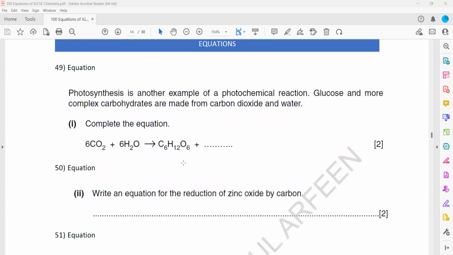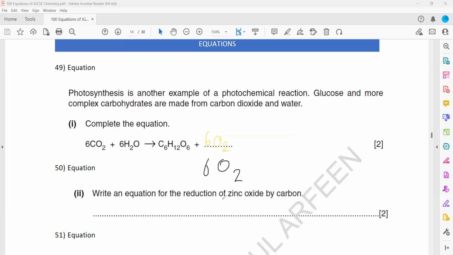Photosynthesis is another example of a photochemical reaction. Glucose and more complex carbohydrates are made from carbon dioxide and water. The equation you have to complete, you have studied in biology. So carbon dioxide plus water gives glucose plus 6 oxygen molecules. 1 mark is for the correct oxygen, O2, and 1 mark is for the balance.